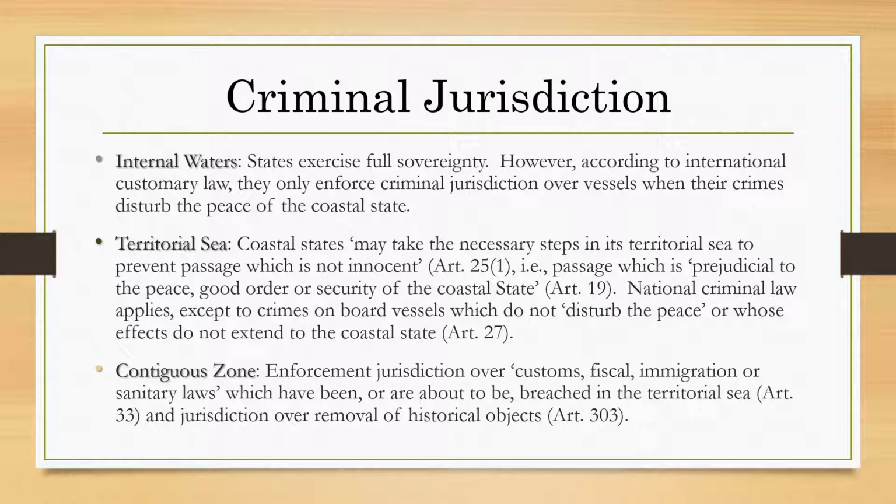Same very much for the territorial sea. The next stage out, we go up to 12 nautical miles. The territorial sea is similar. It says under Article 25 that coastal states may take the necessary steps to prevent passage which is not innocent. We talked about innocent passage previously, but this is passage which is prejudicial to the peace, good order, or security of the coastal state. So that overlaps a bit.